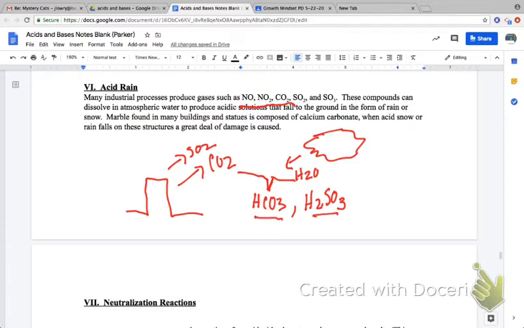Then those come down and they hit buildings, and they can cause some things to decompose, especially things made out of calcium carbonate, which are going to be sold at some of our older buildings, some of our older statue structures, and can cause a great deal of damage. So when people talk about acid rain, that's what we're talking about. It's not that acid is actually being rained onto things, but the water from the rain is combining with some of these gases, and then we end up with our different acids that can actually cause a problem.